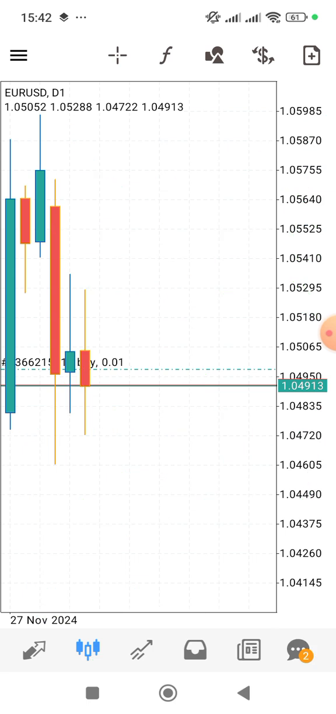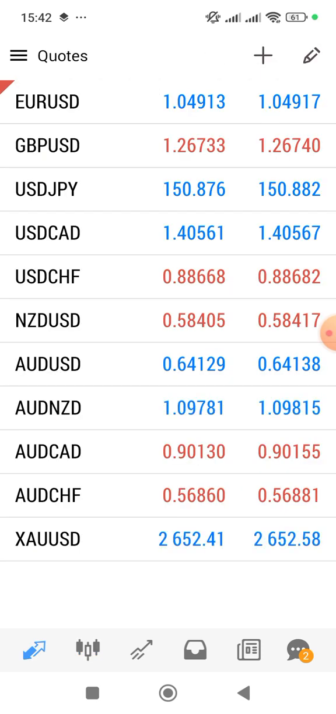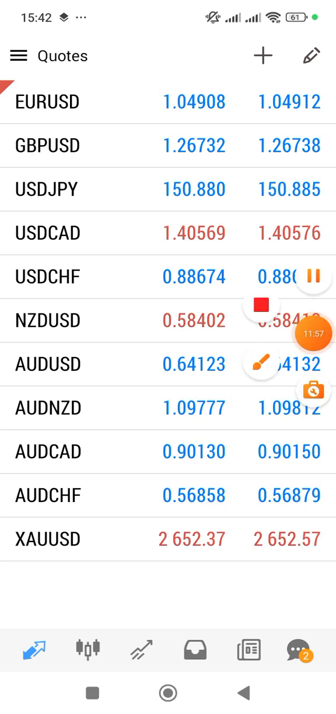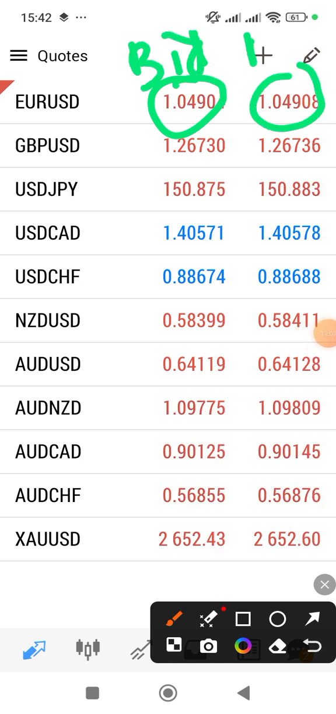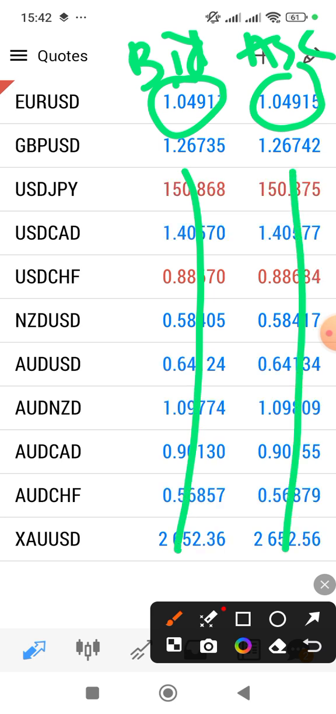The next thing I explained is bid price and ask price. We say bid price is the price at which buyers are willing to buy, and ask price is the price at which sellers are willing to sell. So this is bid price, ask price. The line here is bid price, the line here is ask price, okay? So the bid price is the price at which buyers are willing to buy.